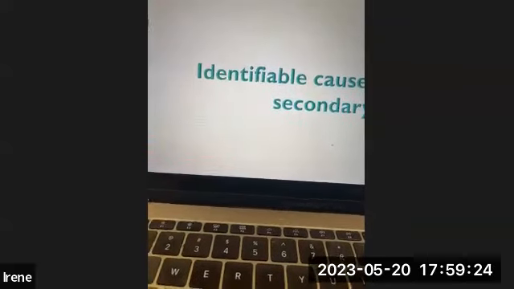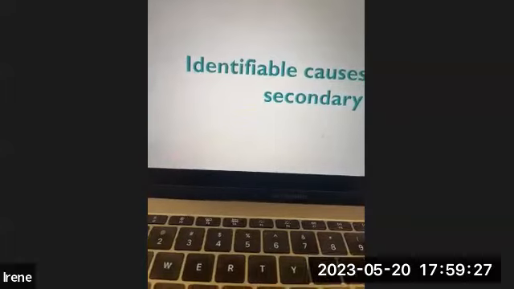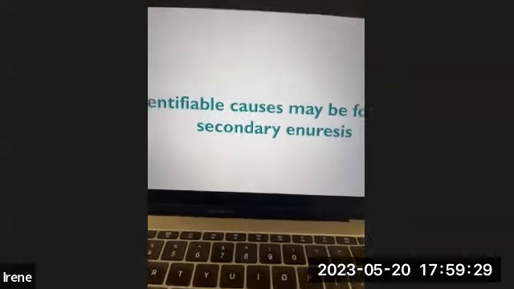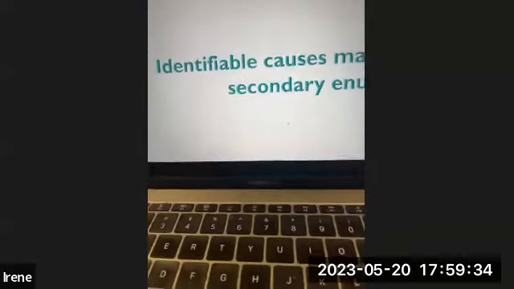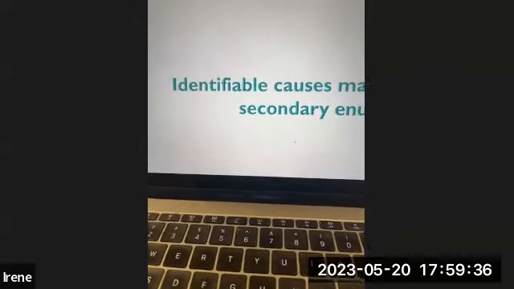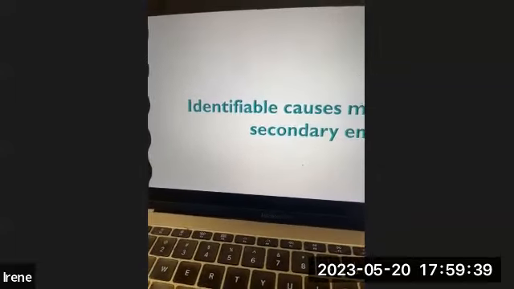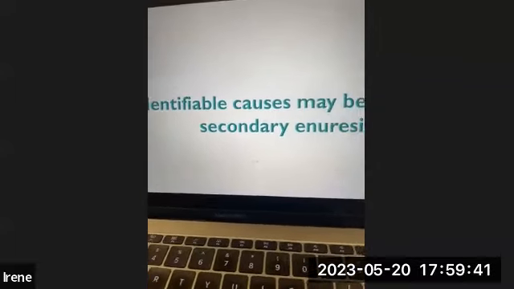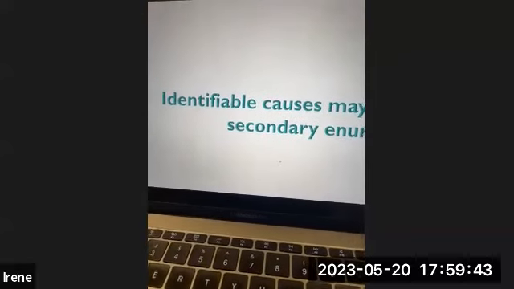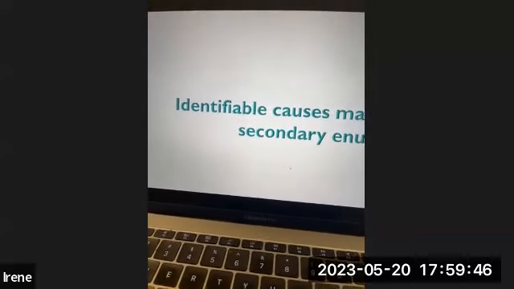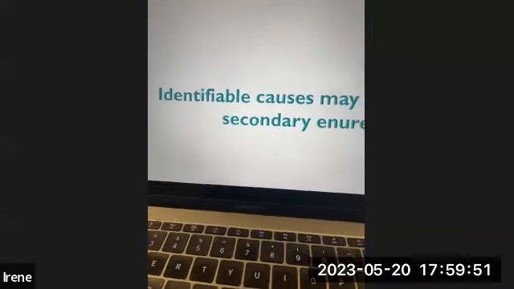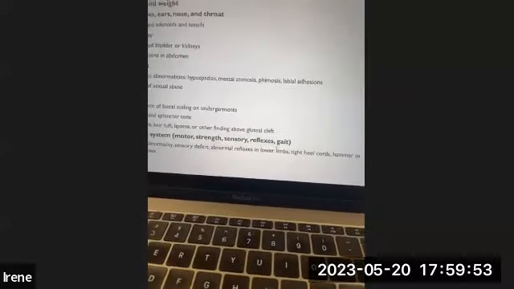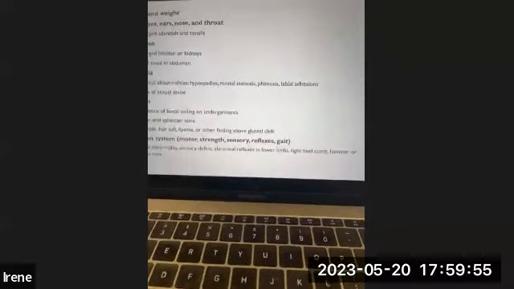But for those who have the secondary enuresis, for those who were dry for some time and now are wetting, you might find some problems with this child. Or for the very first group that I never even dwelt on, for those who are always wetting, they might have problems with their spine and all. So if you are a health worker and you have a child who is wetting when they sleep, you need to do a thorough, full examination. So I've summarized some of them here.